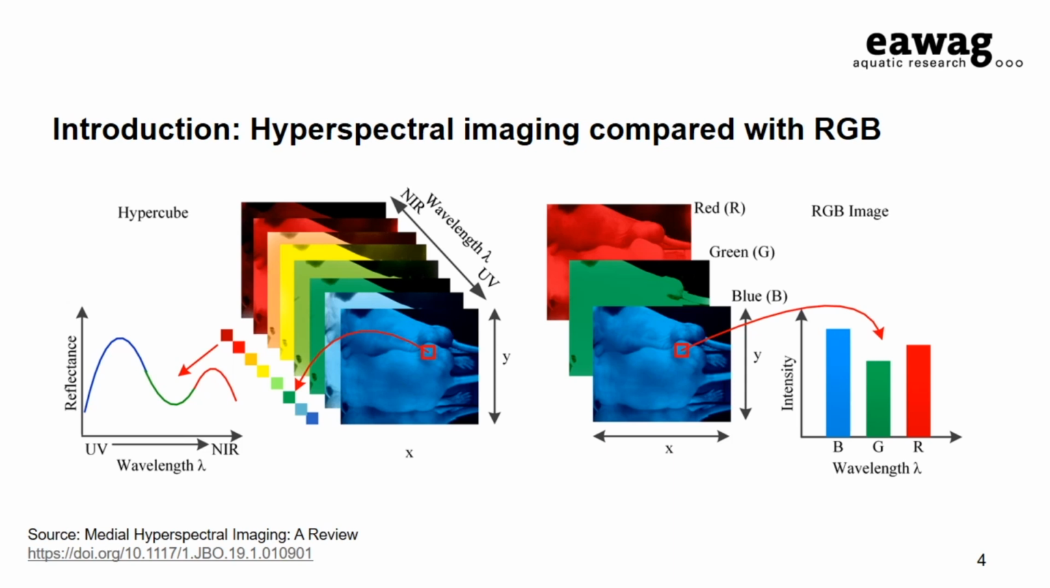For my experiments at EAWAG, I am using a hyperspectral sensor which is sensitive to the visible and near infrared range. In other words, the camera I am using is able to acquire spectral reflectance in the range of 400 to 1000 nanometer with a 2 nanometer resolution.